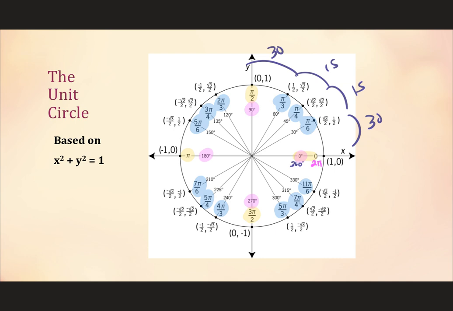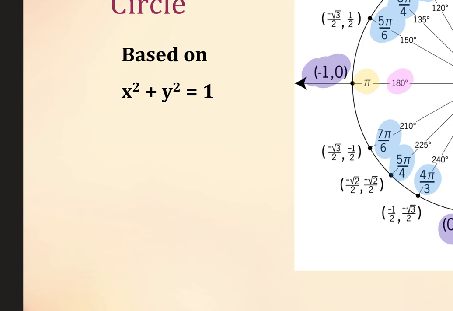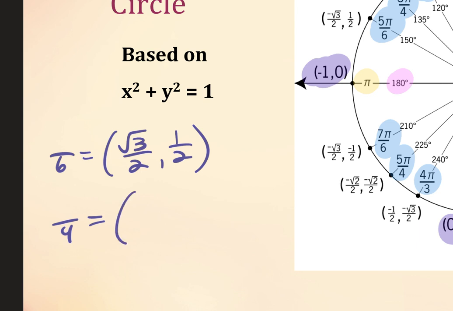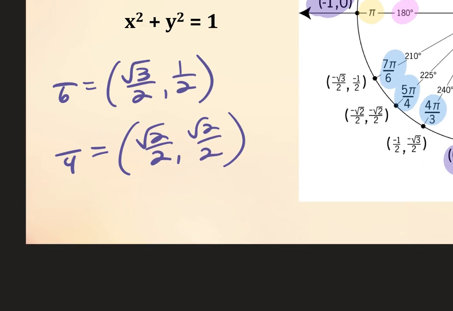And then we went back and we filled in our coordinate points, which means we went right 1, up 1, left 1, down 1. And then every over 6 got the coordinate point root 3 over 2 and 1/2. Every over 4 got the coordinate point root 2 over 2 and root 2 over 2. And every over 3 got the coordinate point 1/2 and root 3 over 2.